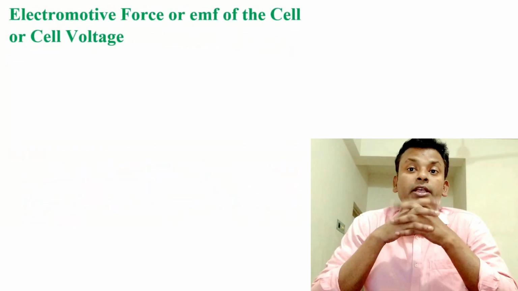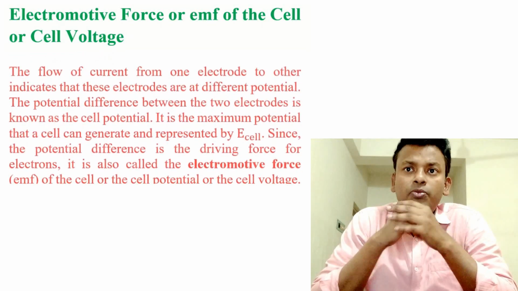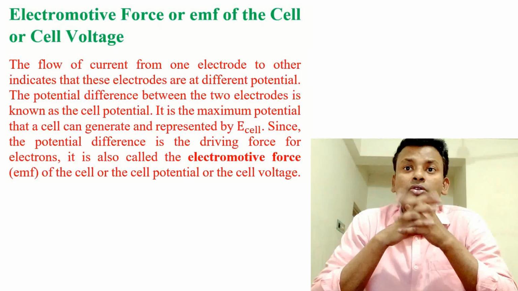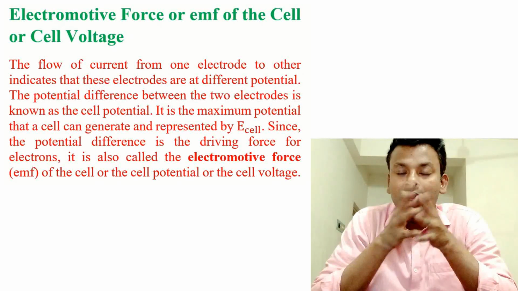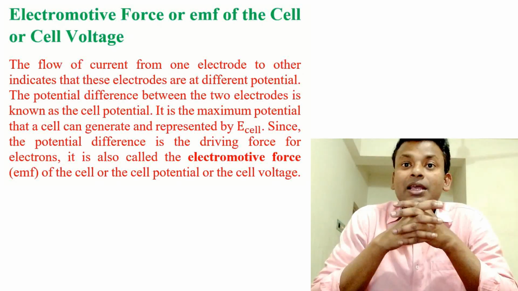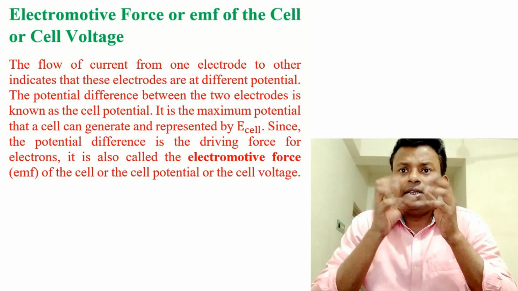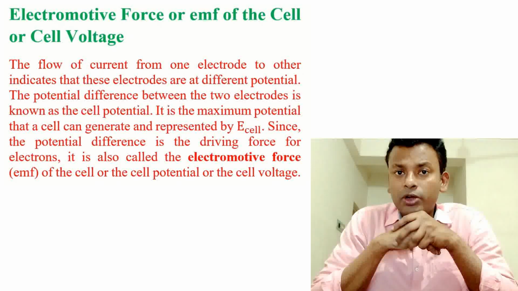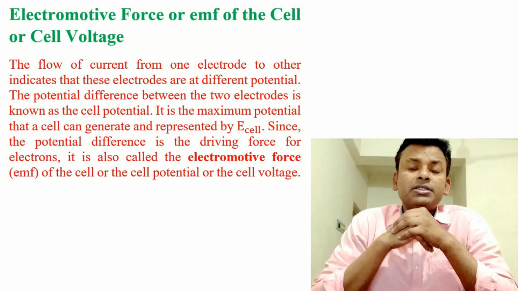Electromotive force or EMF of the cell, or cell voltage. The flow of current from one electrode to the other indicates that these electrodes are at different potentials. The potential difference between two electrodes is known as cell potential. It is the maximum potential that a cell can generate and is represented by E cell. Since the potential difference is the driving force for electrons, it is also called electromotive force, that is EMF of the cell, and cell potential or the cell voltage.